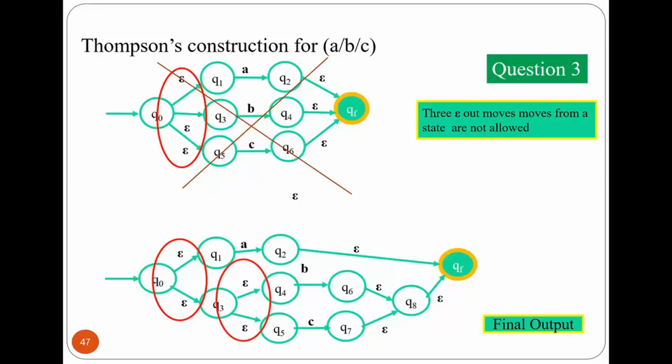Then on Q3, I have again connected 2 epsilons. So this is the actual output which we will get, which is the correct answer for A or B or C. So we can never have more than 2 out moves from a single state in Thompson's construction. Please remember, this is a very important point.